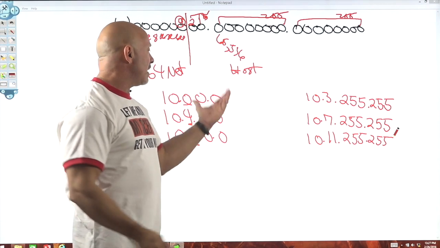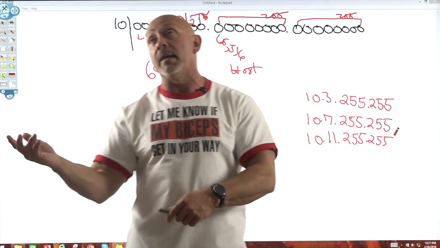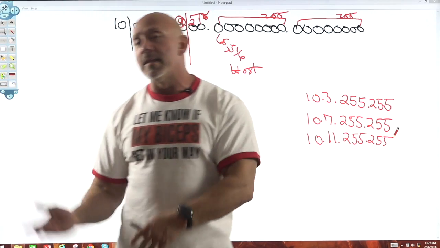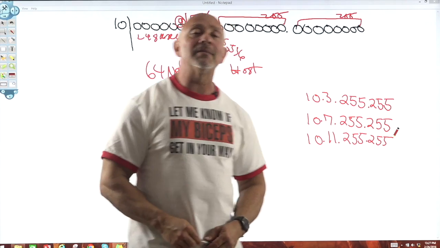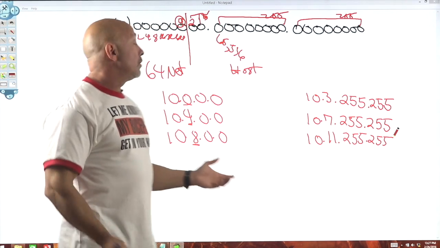All right. And again, they're not going to make you do anything like that. They're going to give you an address that's already subnetted, and they're going to ask you what's the range, what's the broadcast, what's the network that it belongs to, things of that nature. But you still need to do this so you can find out.